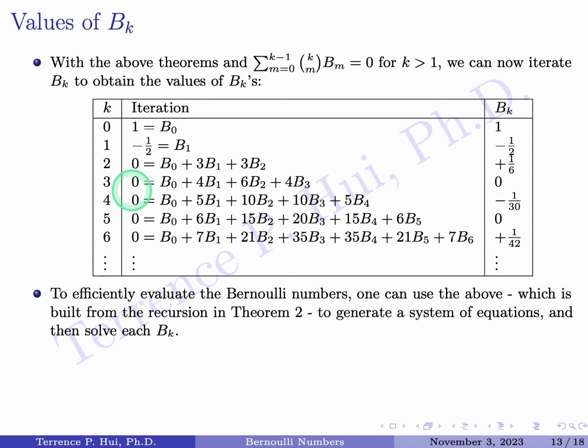Right? When k equals 3, I don't need to do anything because I know it's 0. When k equals 5, I don't need to do anything. I know it's 0 because I already showed in the previous theorem that all the odd indices starting from 3, b sub k is going to be 0. So you need to do the even ones. What about 4? 4 is going to be b sub 0 plus 5b1 plus 10b2 plus 10b3 plus 5b4. You can ignore this one because that's 0, right? And you know the rest of these. So you solve for b sub 4 is negative 1/30. And then b sub 6, positive 1 over 42, and so on.